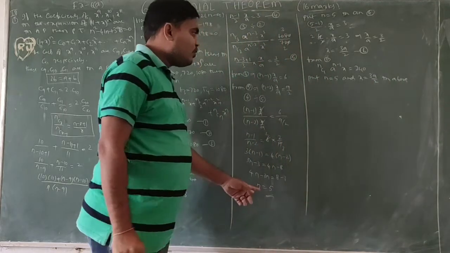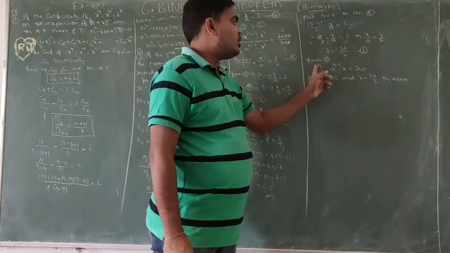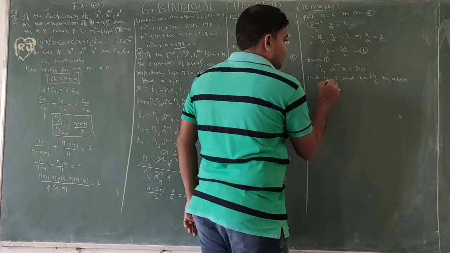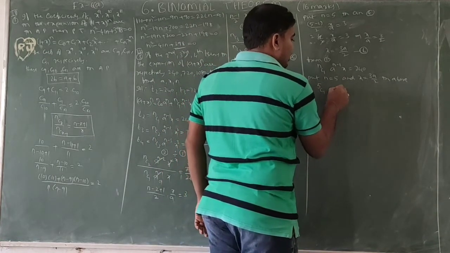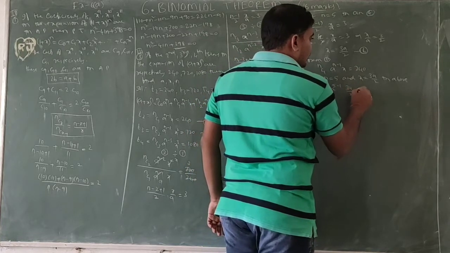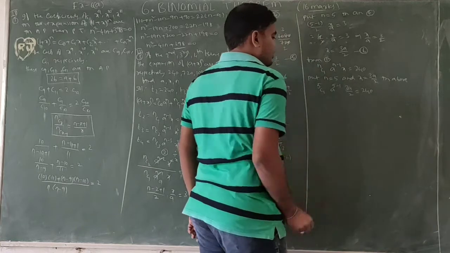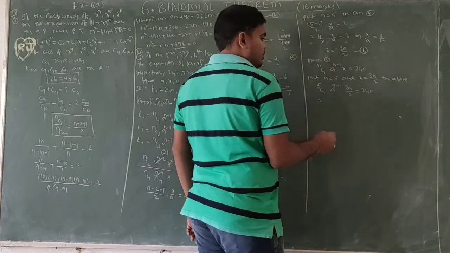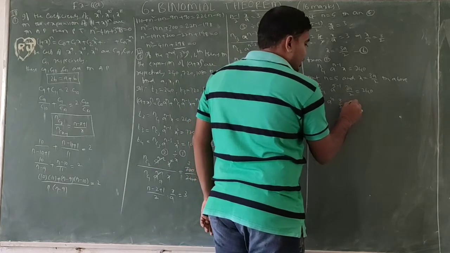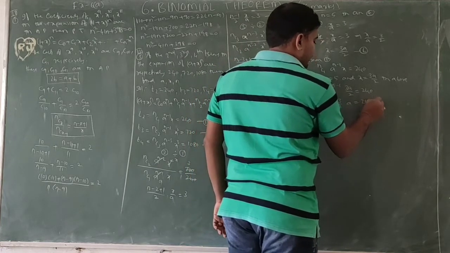So we got n value 5 and x value 3a by 2. I want to substitute in this. So 5c1 into a power 5 minus 1 x 3a by 2, which is equal to 240. 5c1 equal to 5. So a power 4 into 3 by 2 into a equal to 40.